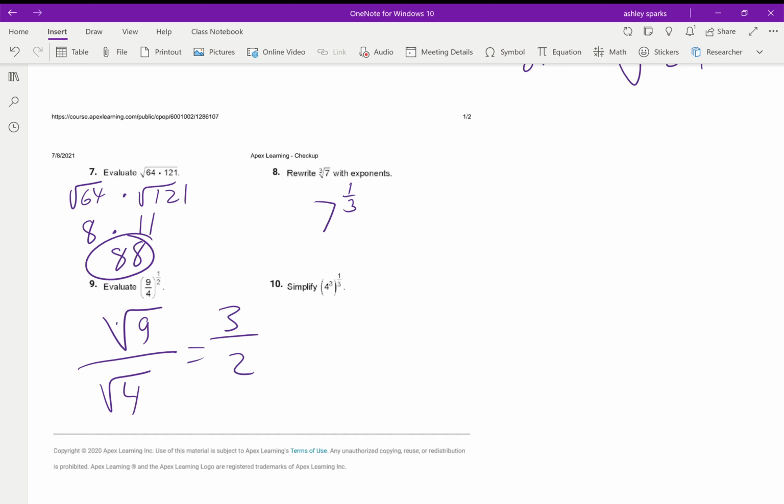And my last one, this is really fun. What's happening here is I have 4 to the 3 times 1/3. Well, 3 times 1/3 would cancel, and I would end up with just 4. So if you raise something to a third and you divide it by a third, they cancel each other out.